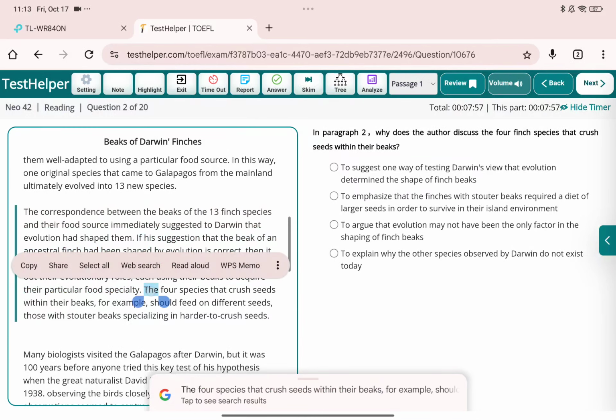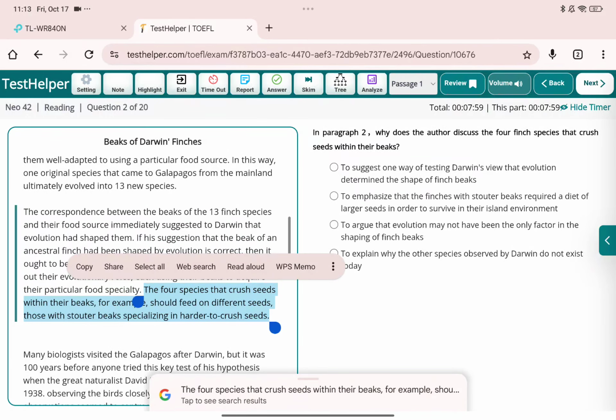And finally, we have the last statement. The 4 species that crush seeds within their beaks, for example, should feed on different seeds, those with stouter beaks specializing in harder-to-crush seeds. If we simplify this one, we can say that, for example, we have here 4 types of finches that break seeds with their beaks. The ones with stronger beaks should eat harder seeds. So we can find out from here.